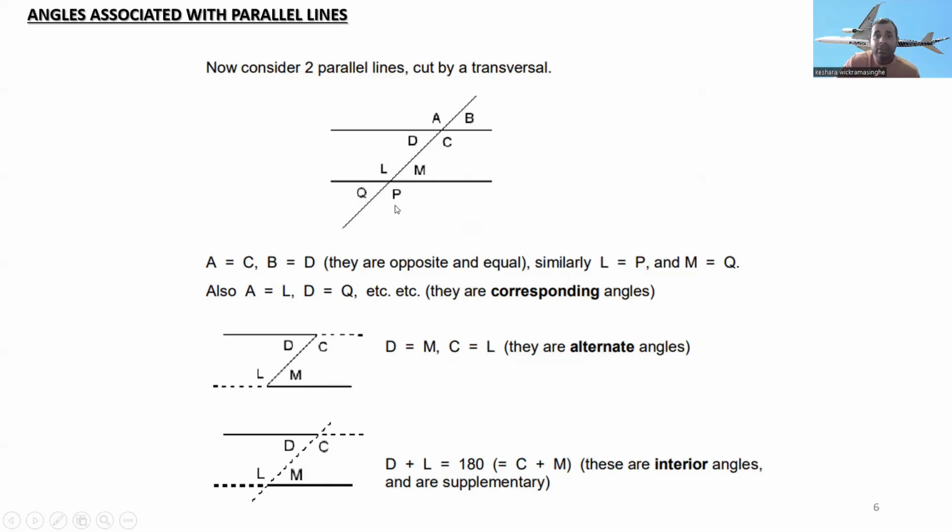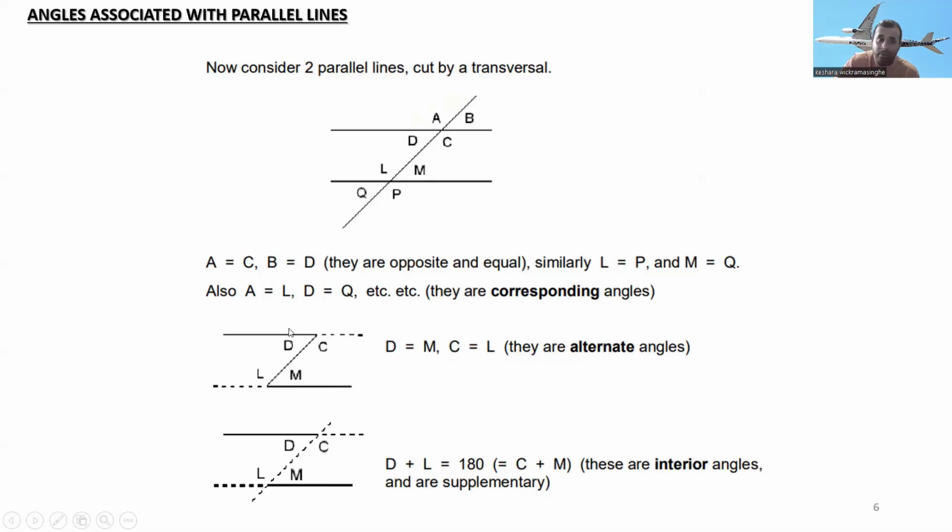Similarly, L equals P and M equals Q. Also A equals L, and D equals Q, and so on. Now these are the corresponding angles. A equals L is a pair of corresponding angles, and A equals C is a pair of opposite and equal angles. So the corresponding angles are A and L, and D and M.